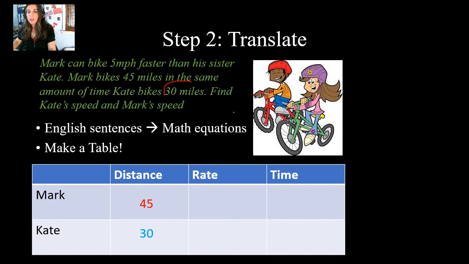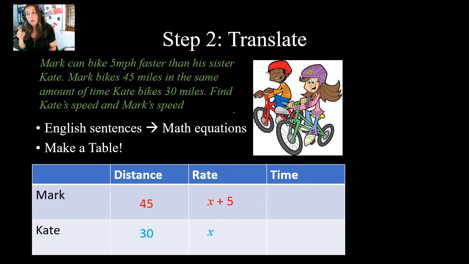Okay. Now let's move on to the rate. We already did this piece, you guys. We called Kate's speed X and Mark's speed X plus 5. So we already did all the work for the rate column. It's the time column that we're not quite sure what to put in yet. And that's really the key to solving these problems.